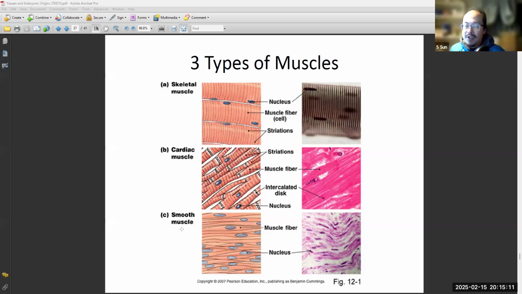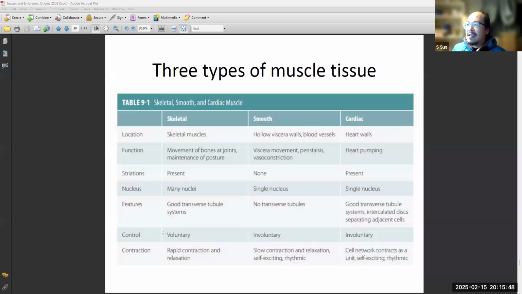Smooth muscle, the feature is that it's the muscle of your vessel wall and your digestive system. So all these organ muscles are smooth muscles. Another thing we also need to know is that skeletal muscle and the heart muscle, or cardiac muscle, have this striated feature, striation, but smooth muscle does not have striation. Yeah, so that's a feature. This one summarizes these muscles.